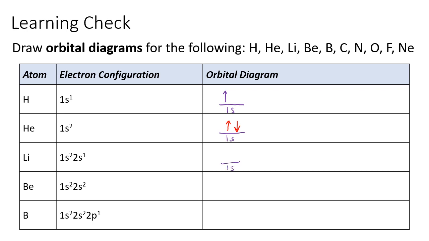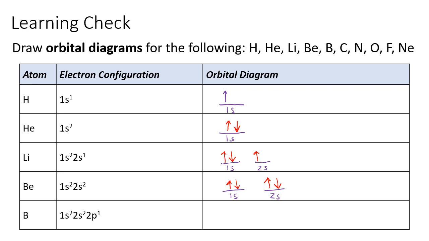Our 1s orbital is filled, so when we go to lithium, we're going to have 2 orbitals that we need. We're going to have 1s and we're going to have 2s. Our 1s is filled, so our configuration is 1s2. We have 2 electrons in the 1s, and we're only going to have 1 electron inside of the 2s orbital. Beryllium, we're going to have 1s, 2s. Our 1s has 2 electrons in it, and now our 2s has 2 electrons in it. We placed all 4 electrons. 1s is full, 2s is full.